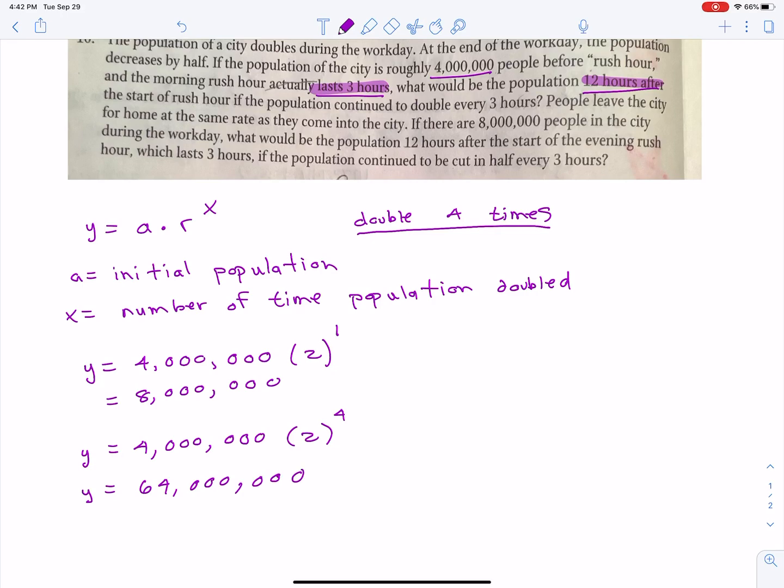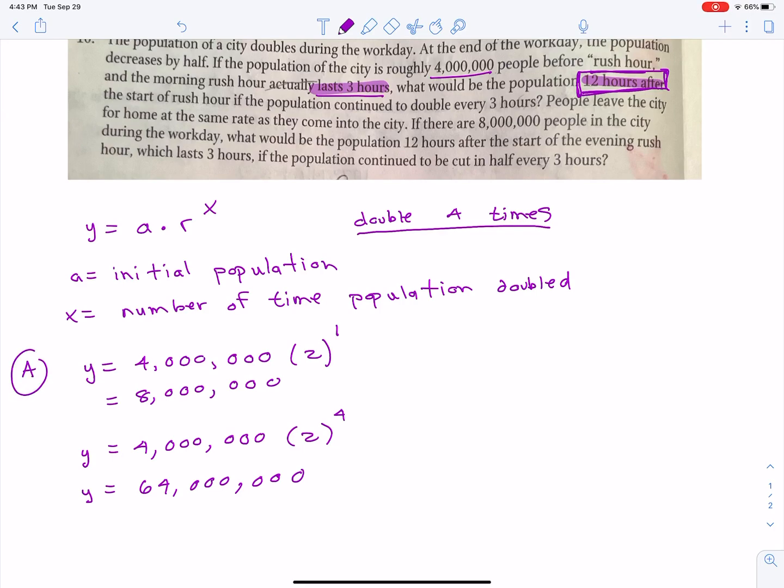Again, I want to emphasize that's not what happens in this case. They're asking what would happen if that growth rate continued. So it's kind of like a what-if situation. That was how many people would be in the city if it grew at that doubling rate for a total of 12 hours, which again, it only does for 3 hours. Now, that's part A of this question.